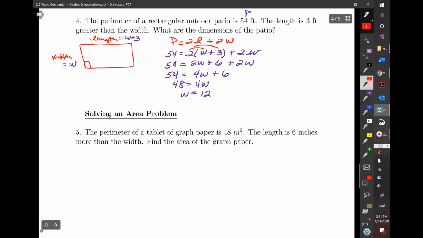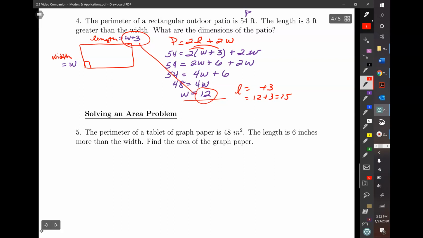So once I get that 12, that's just the one side, the width. Now I have to back substitute that back in for the w plus 3. So length is w plus 3, so that would be 12 plus 3 equals 15.